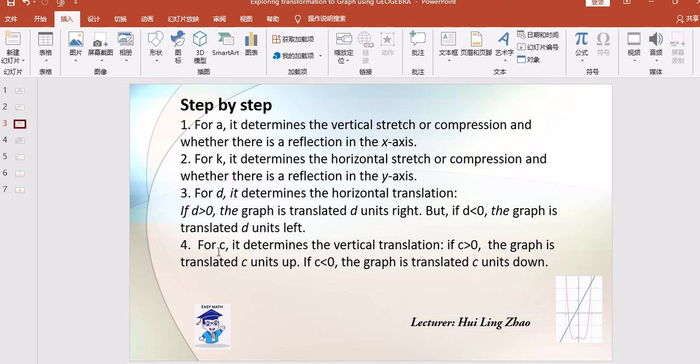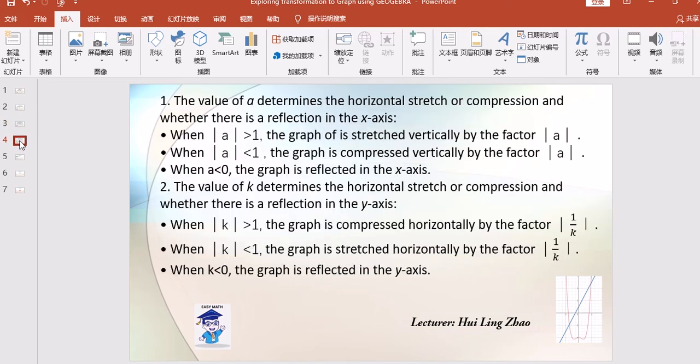For c, it determines the vertical translation. If c is more than 0, the graph is translated c units up. If c is less than 0, the graph is translated c units down. Next, we're talking in detail about a and k.